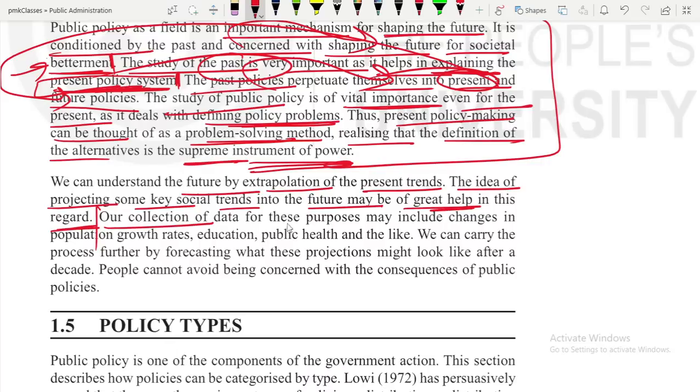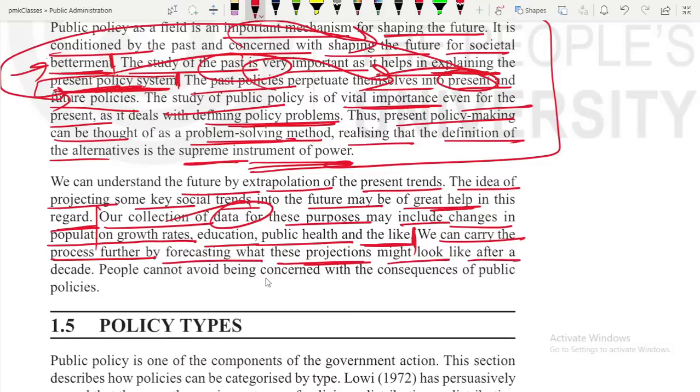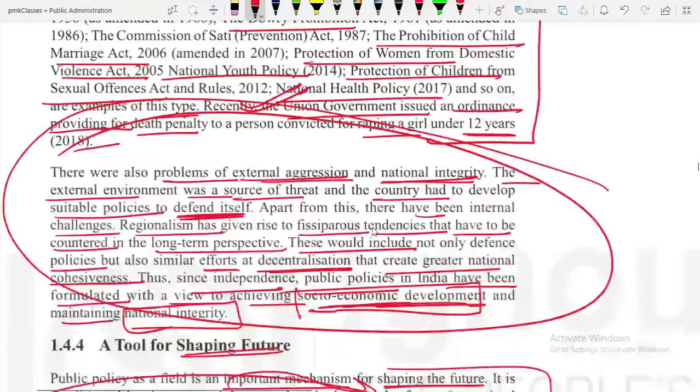So our collection of data for this purpose mainly includes changes in the population growth rate, like education, public health and likewise. Data collection for all this is very important for formulating better policy. We can carry the process further by forecasting what this projection might look like after a decade. People cannot avoid being concerned with the consequences of public policy.